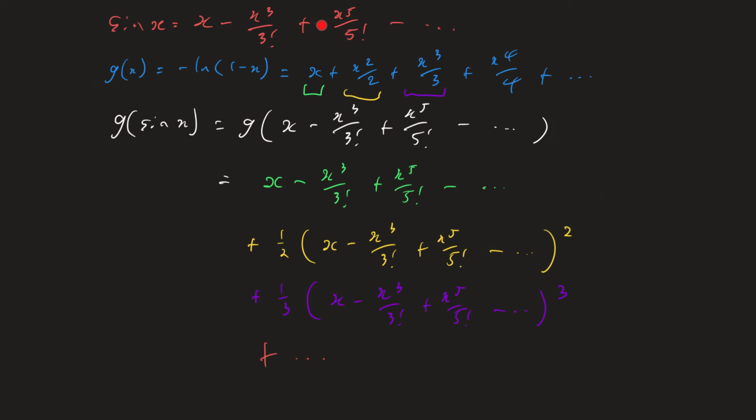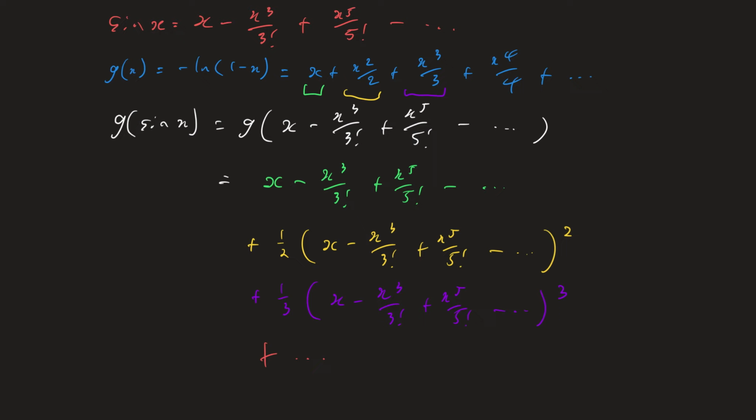Here is my Taylor series for sine of x. Here is my Taylor series for negative logarithm of 1 minus x, which I abbreviate to g of x. And we want to compute the Taylor series of the composition g of sine of x. And we essentially do this just by simple substitution. So g of sine of x is g of, and we replace sine of x with its Taylor series in here. And then we apply the Taylor series.